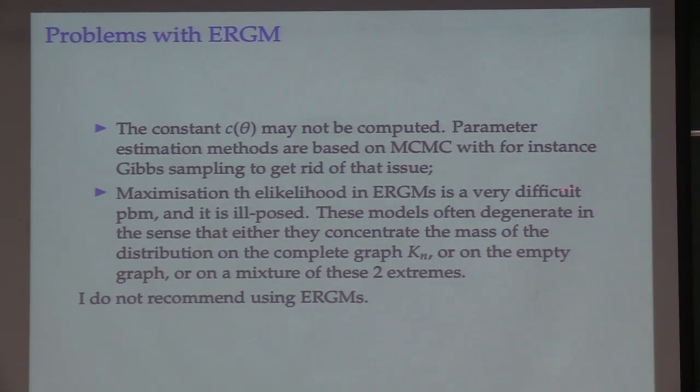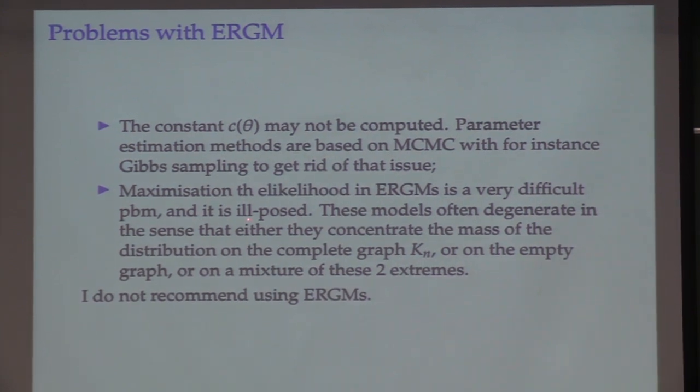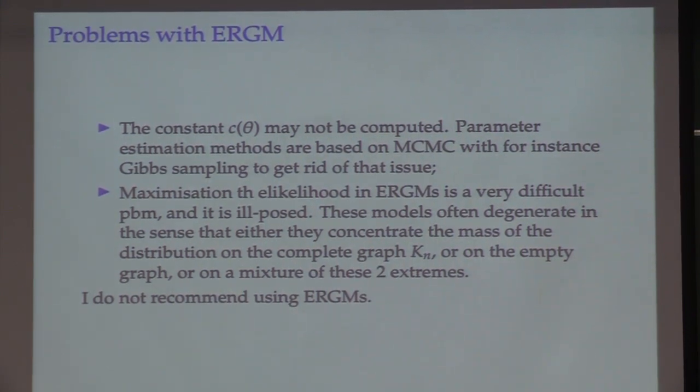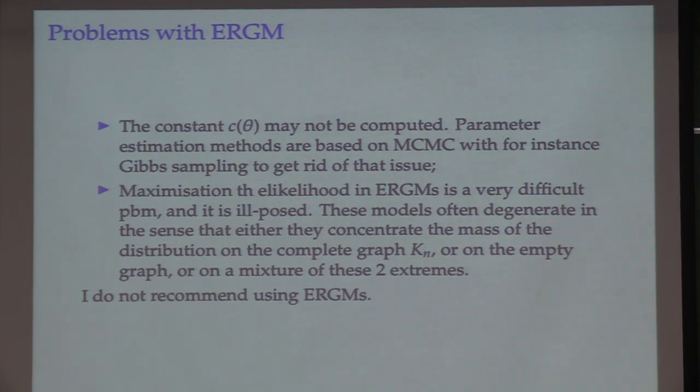Maximization of the likelihood in ERGM is a very difficult problem, and in fact, it has been proved by probabilists that it is ill-posed. These models often degenerate in the sense that either they concentrate all the mass of the distribution on the complete graph, or on the empty graph, or on a mixture of these two extremes. As soon as you don't put very simple statistics like just the number of edges, and then you have a very simple independent Bernoulli model. As soon as you want to put a little bit of statistics in that, then the model will either concentrate on the complete graph or the empty graph or a mixture of that, and so you have almost no graph that can appear under those conditions.